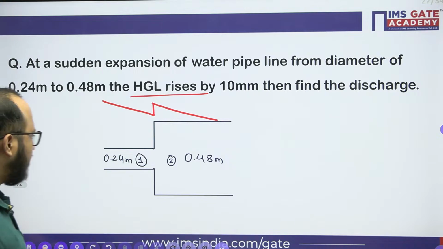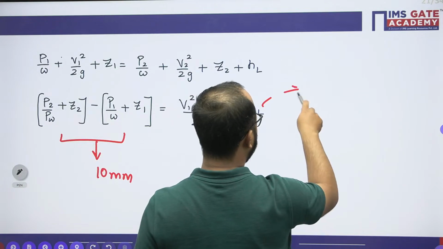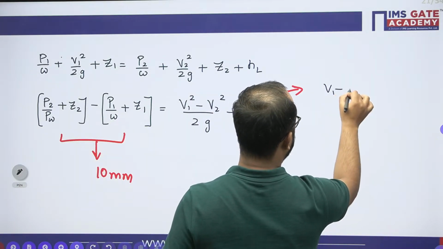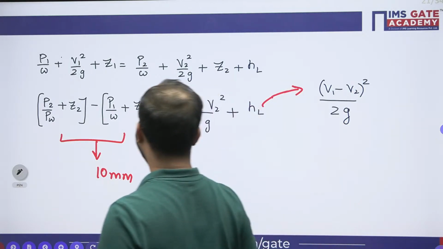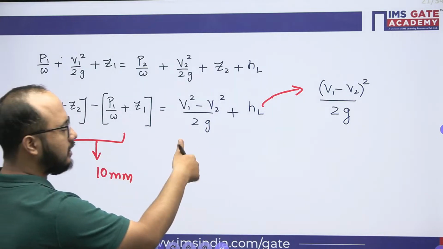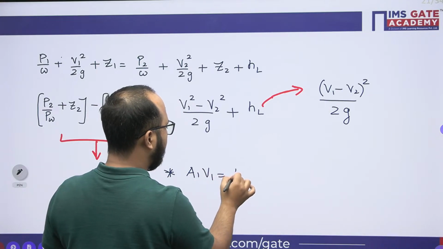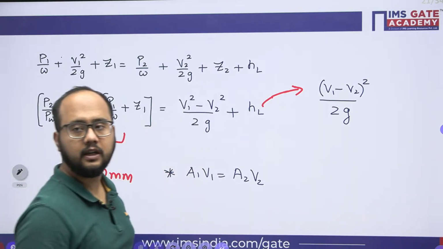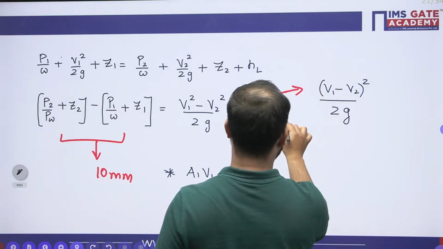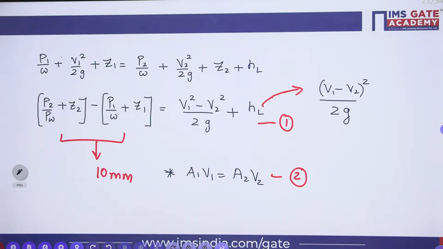Now for the sudden expansion case, the formula for the loss is V1 minus V2 whole square by 2G. Again the relation will be in terms of V1 and V2, so use the continuity equation A1 V1 equals A2 V2. Now you will have a relation between V1 and V2. Using equation 1 and 2, you will get the velocities, and then after that you will get the answer also. Correct?